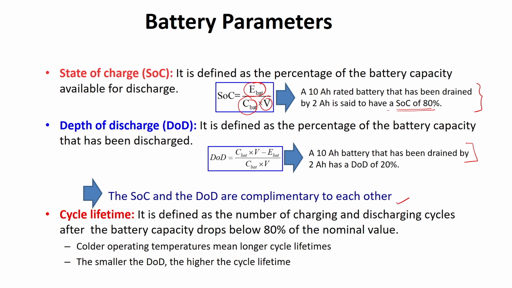Also, we need to know what cycle lifetime is. It is defined as the number of charging and discharging cycles after which the battery capacity drops below 80% of the nominal value. Colder operating temperatures mean longer cycle lifetime, and the smaller the DOD, the higher the cycle lifetime. These points need to be remembered.